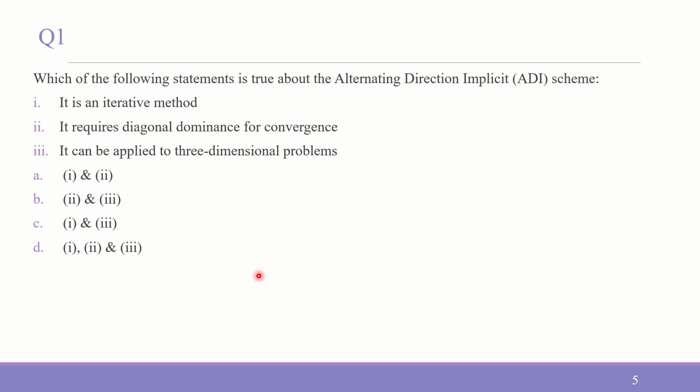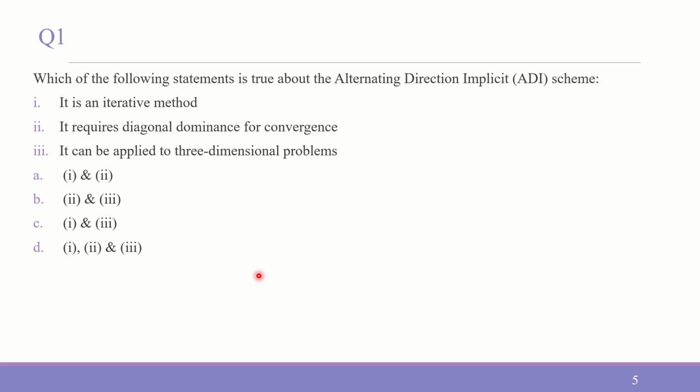So it is an implicit, iterative method, that is true. And second, it requires diagonal dominance for convergence. Since it is an implicit method and we are solving it, we require diagonal dominance for convergence. So that is true. Third, it can be applied to three-dimensional problems. This is also true.